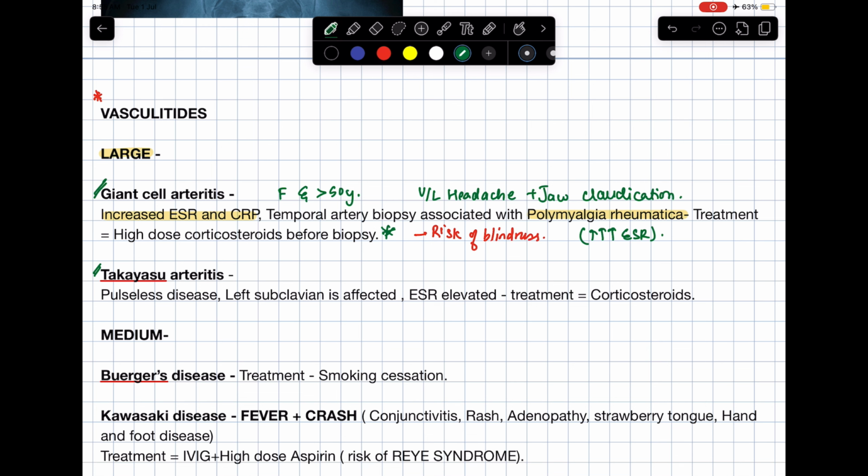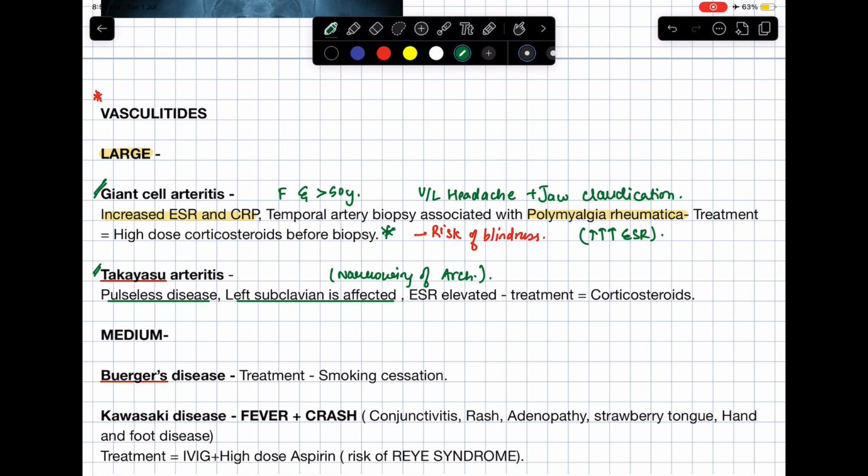The only thing that you need to know is it is also known as pulseless disease, and the artery that is affected is the subclavian, left subclavian, and the basic thing that is occurring in this disease is narrowing of the aortic arch. ESR would be elevated and the treatment is corticosteroids. Next is medium vessel vasculitis.